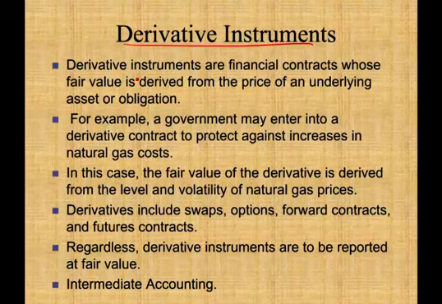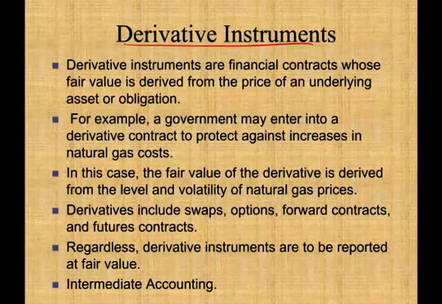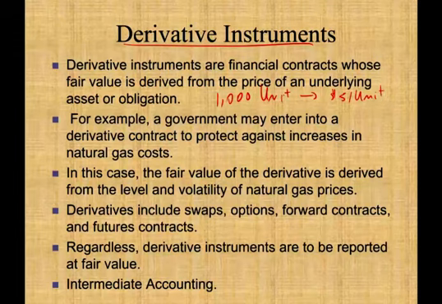So what are derivative instruments? Derivative instruments are financial contracts whose fair value is derived from the price of an underlying asset or an obligation. So they derive their value from somewhere else. An example could be a government entering into a derivative contract to protect against increases in natural gas cost. So how does it work? Let's assume the government needs 1,000 units of natural gas. They know that's how much they need. Today, the price per unit, let's assume, is $5 per unit. But they don't need that natural gas until 3 months from now. So 3 months from now, the government doesn't know how much it's going to be. The unit could be costing $7 per unit, or it could go down to $3 per unit.